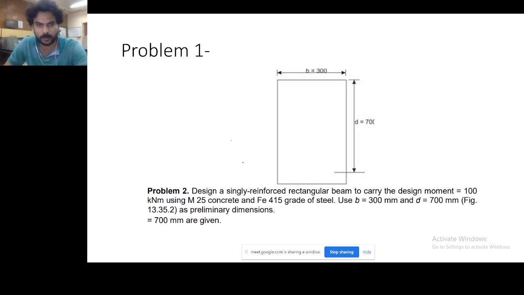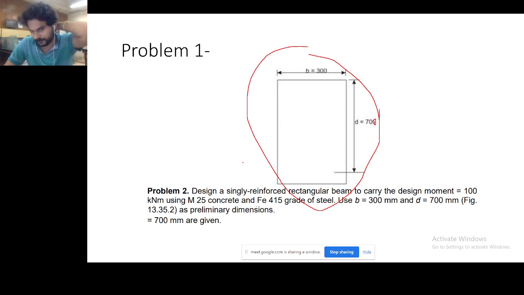So we will go to the problem directly. Design a singly reinforced rectangular beam to carry the design moment of 100 kilonewton meter using M25 concrete and Fe415 grade of steel. Use B and D as given below. Consider this is the figure. This is the 700, and this 300 is given. Now we have to design it.